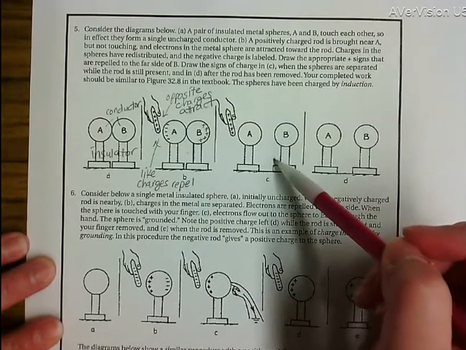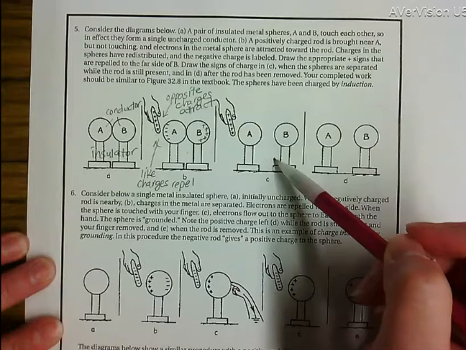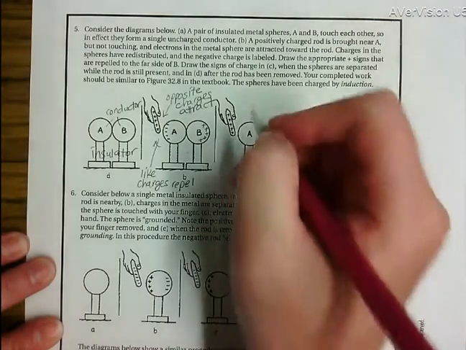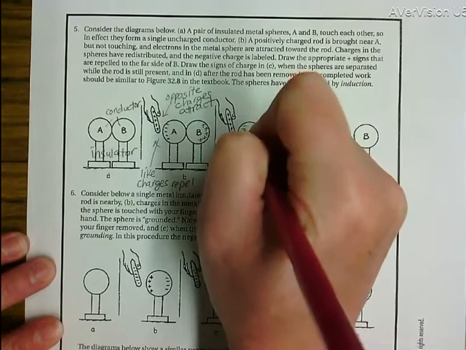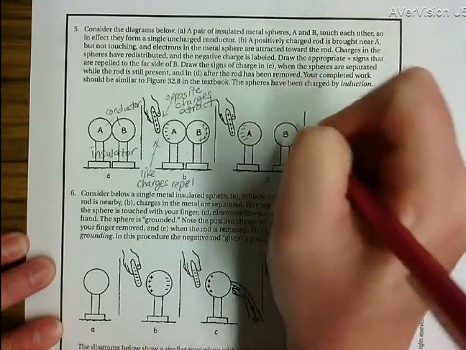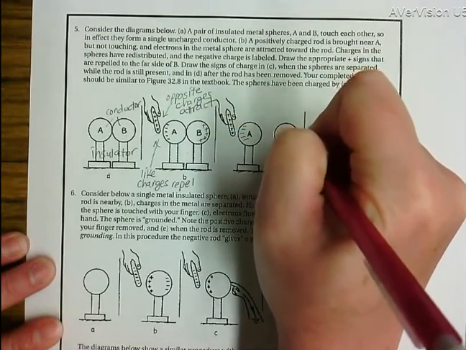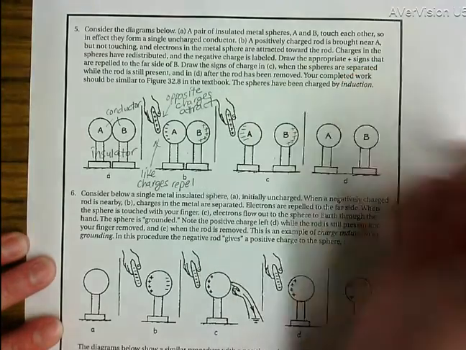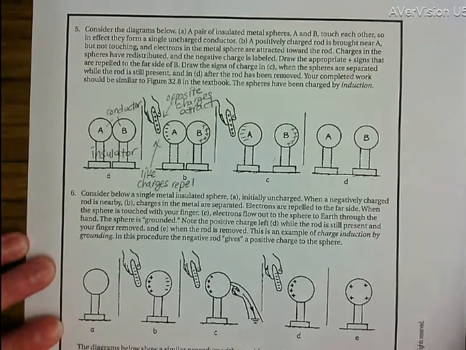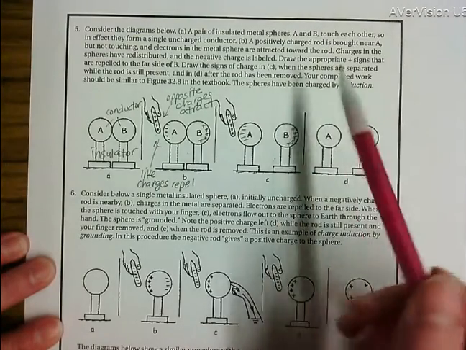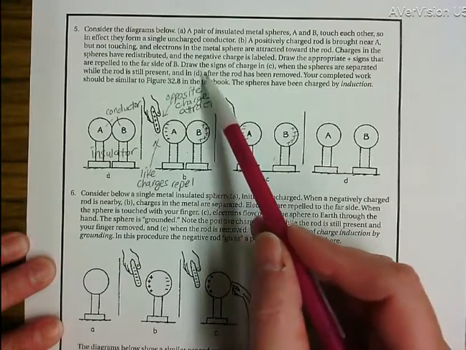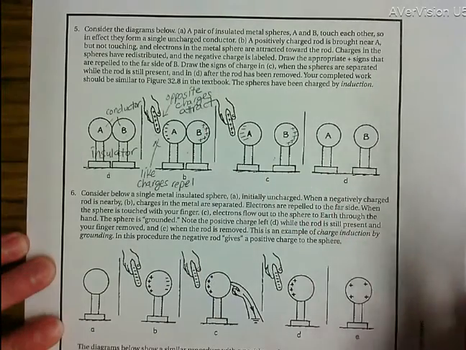All right, now we're moving on to C. Draw the signs of charge in C when the spheres are separated while the rod is still present. So what that means is these charges are still going to be the way they were when we separate them. And in D, after the rod has been removed.